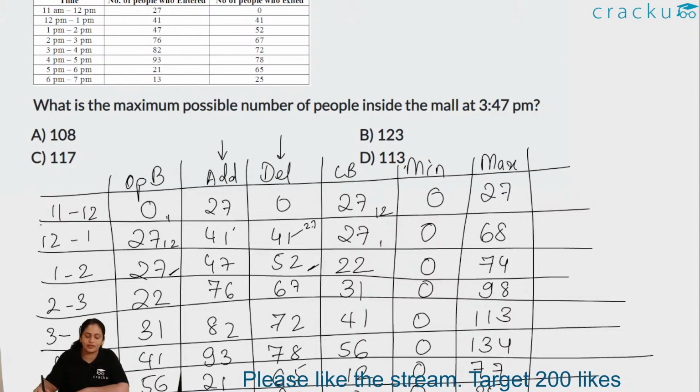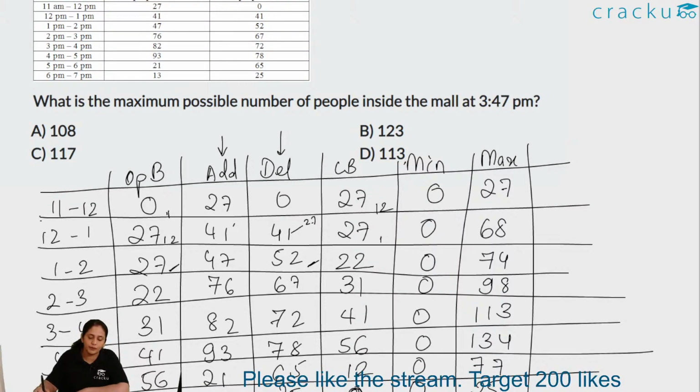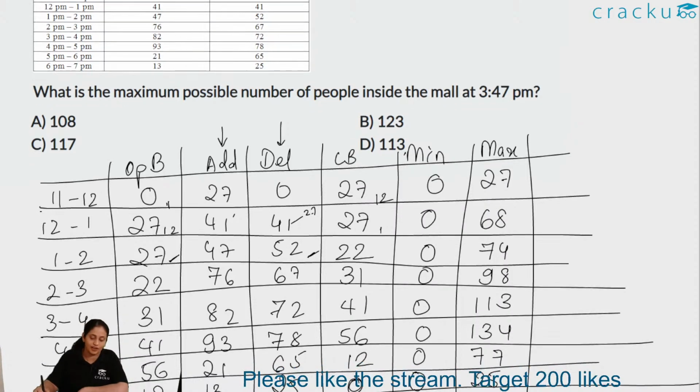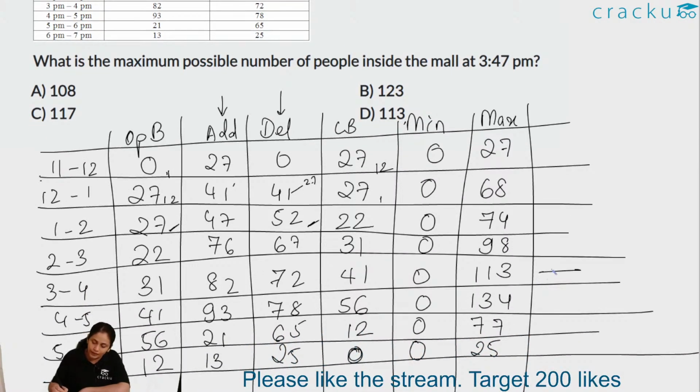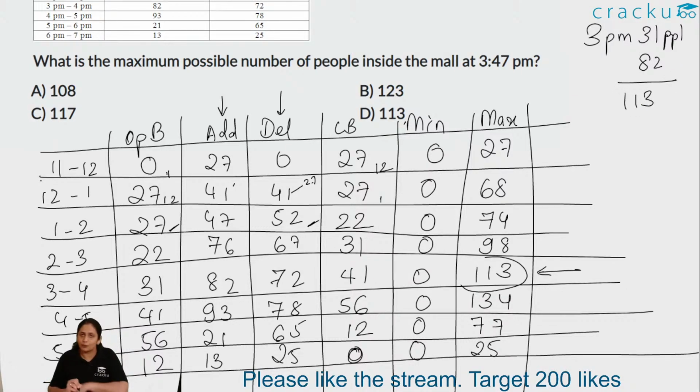So the first question is, what is the maximum possible number of people inside the mall at 3:47? So that is between the 3 to 4 period. So in the 3 to 4 period, what is the maximum possible value? That is 113. When do I get 113? Basically, there were 31 people exactly at 3 p.m. There were 31 people. Okay. So suppose that between 3 to 3:47, say all of these 82 people have joined. So another 82 people came. These are the 113. Suppose no one left.